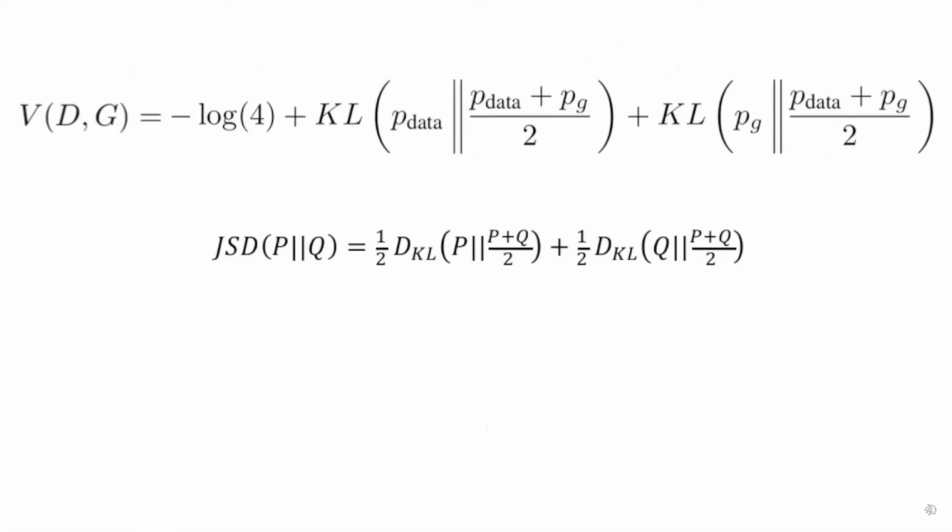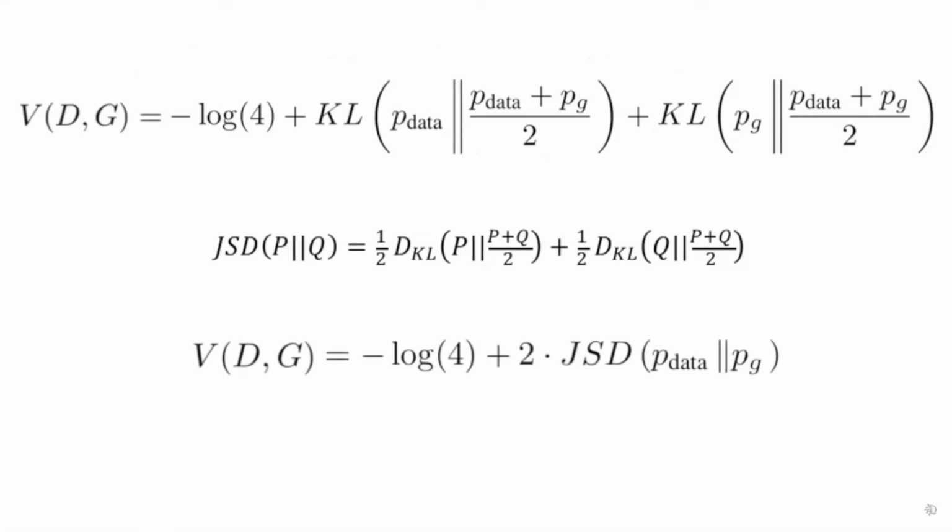Our function turns out to be 2 times the JS divergence between the real and fake data distributions, plus the constant of minus log 4. And yes, this minus log 4 is the very same one that represents the maximum constant cost we incur from having an optimal discriminator when the data distributions match. So this is the final form we've been working toward.